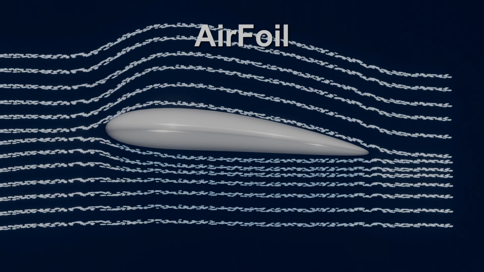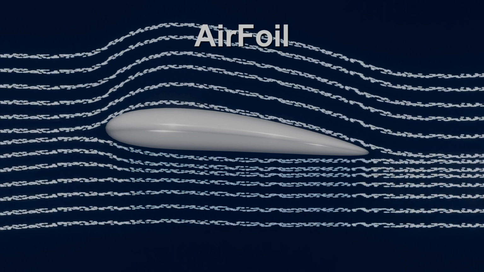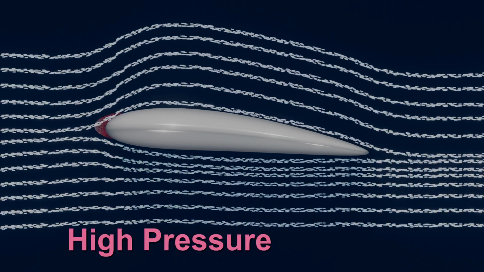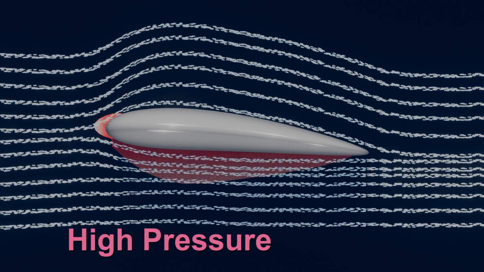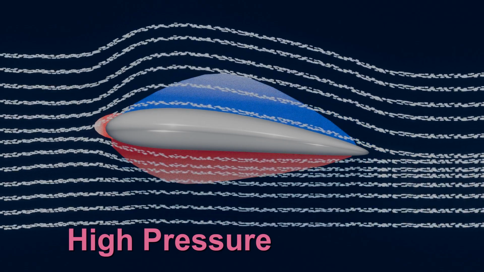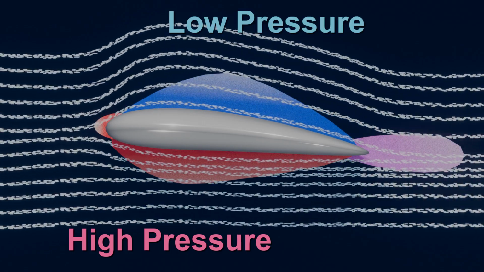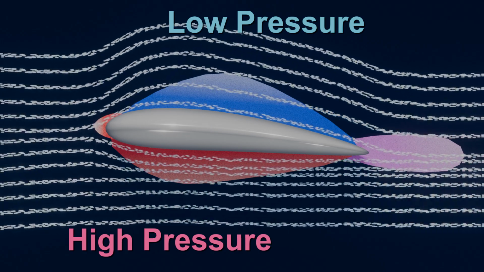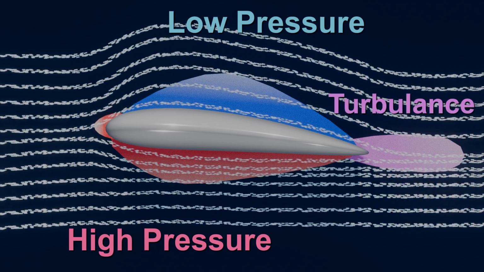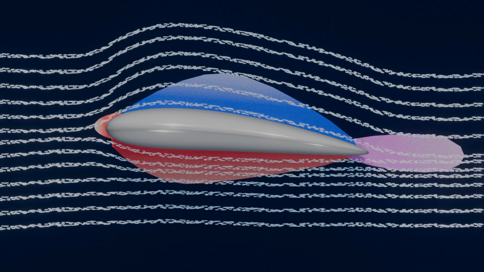This results in a pressure differential. The pressure differential is what gives us lift. In normal flight, increased pressure occurs at the leading edge and under the wing. Lowered pressure occurs above the wing. These pressure differentials meet at the trailing edge, resulting in turbulence.